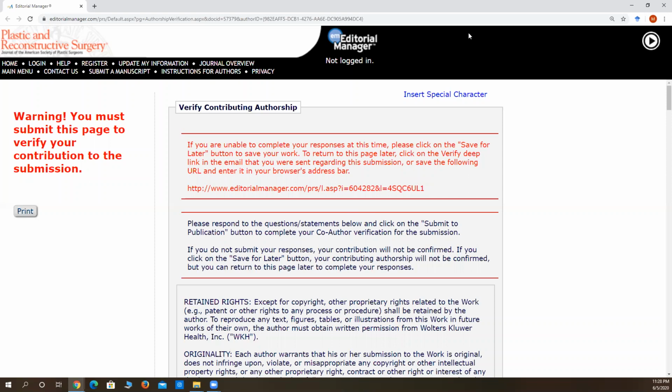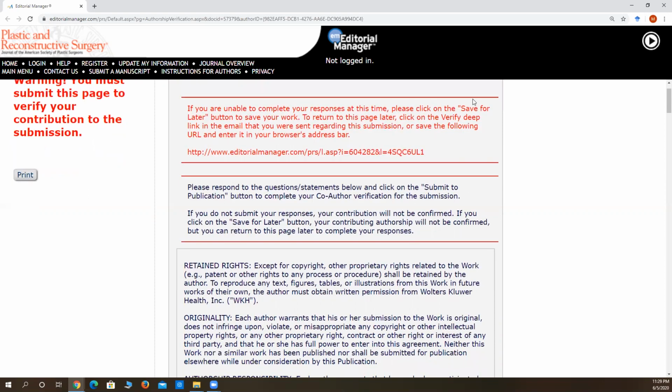You click on the link and this screen will appear. Another thing is that journals differ in the details of the information included in this form, but generally they follow similar guidelines. This form is from the journal Plastic and Reconstructive Surgery, and we'll go over how to fill this form.